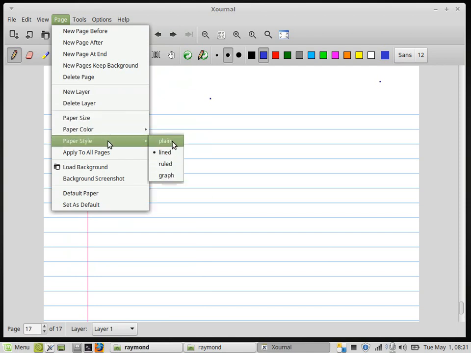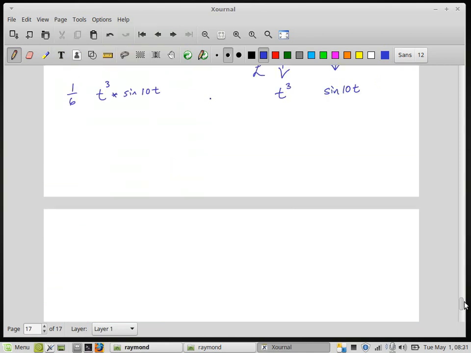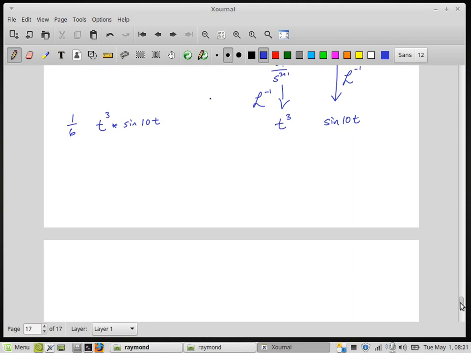So we're going to integrate from 0 to t of tau cubed times sine of 10 t minus tau, d tau. And I'm going to set up the integration by parts using the tabular method.